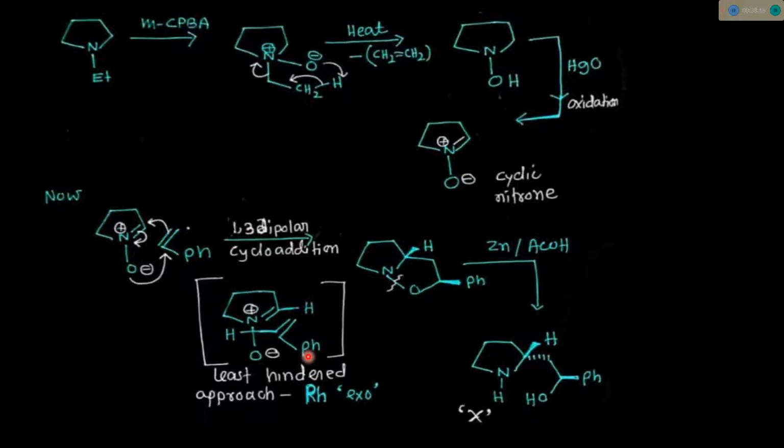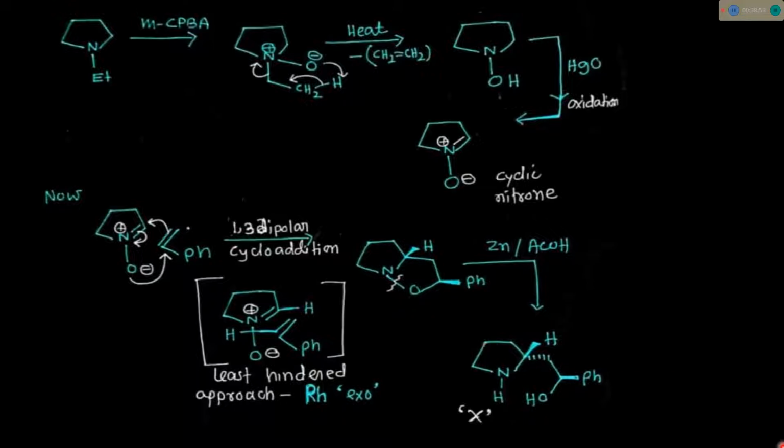Exo means this Ph should be far away from the double bond, and you can also draw this hydrogen and this Ph below the plane. Yeah, that is also possible. This hydrogen and this Ph can be below the plane, but they should have the same stereochemistry, either below the plane or above the plane. So here we showed it above the plane.